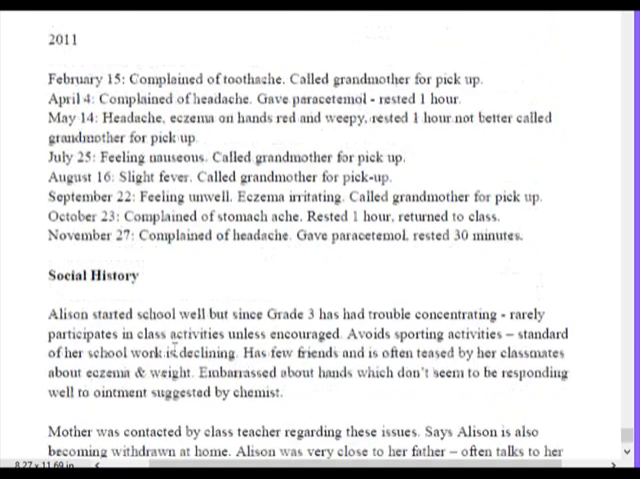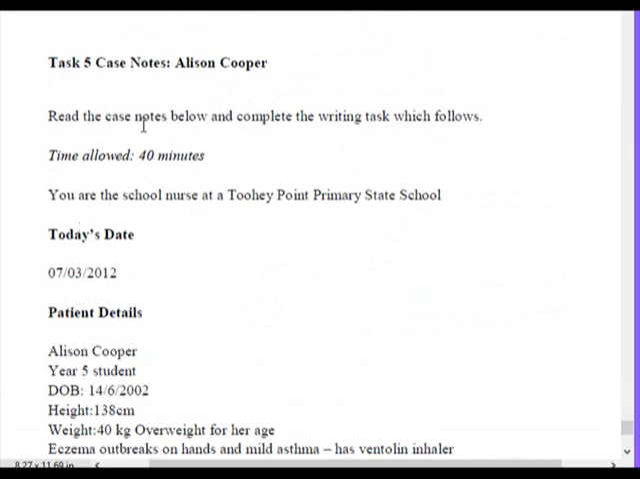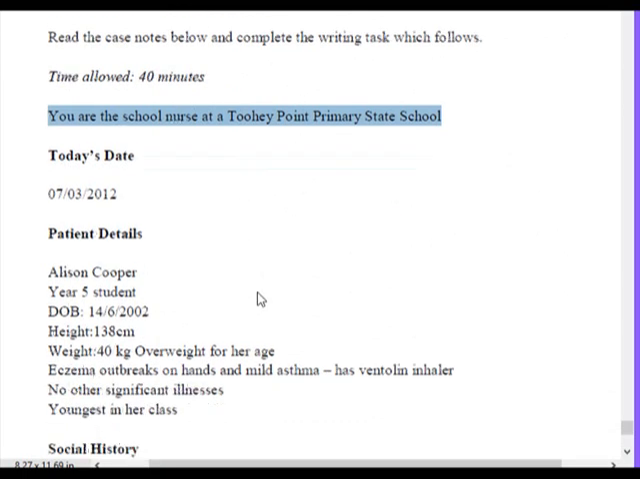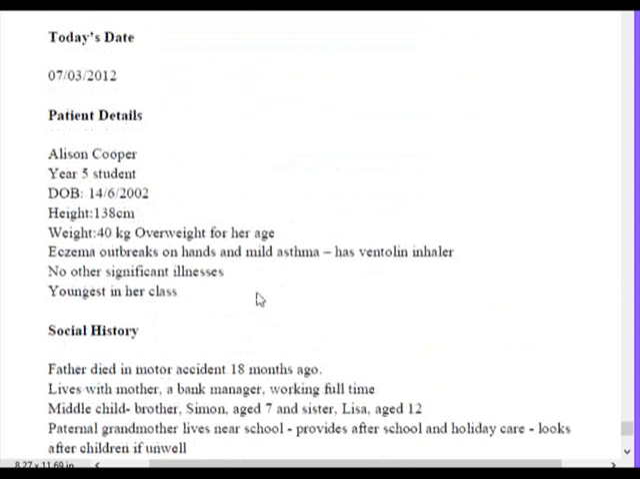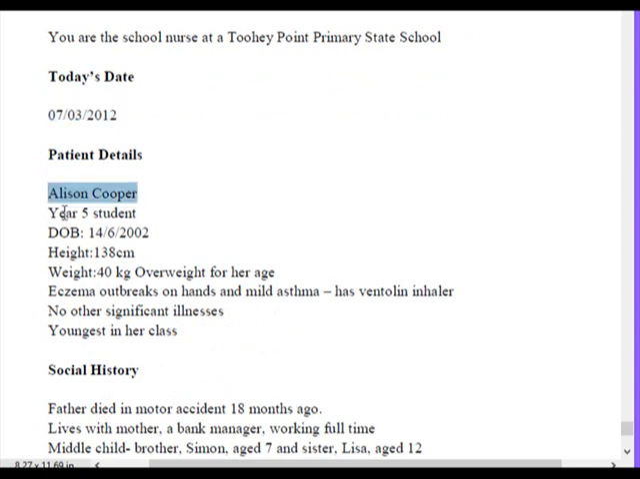Now let's go to the starting and read this case note. Okay, so you are the school nurse at Toohey Point Primary State School. So you're the school nurse at the same place and you're writing to the school psychologist. So it will be to the same address. Today's date. So the date is already given to you on which you're going to write your letter. Patient details, Alison Cooper, year 5 student, date of birth given. All these three things are important.